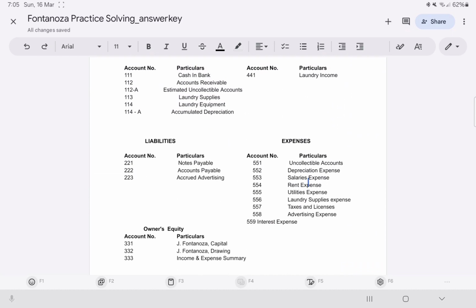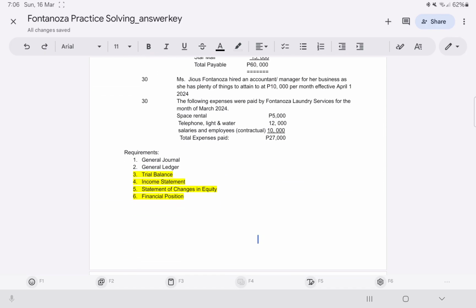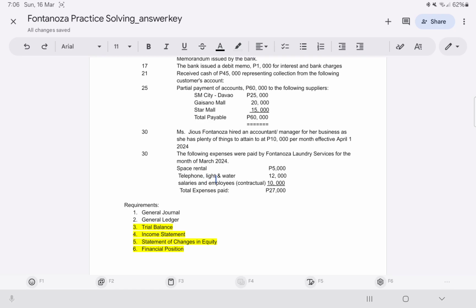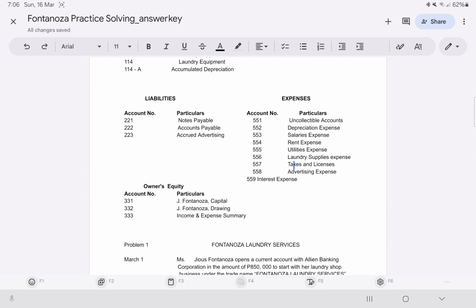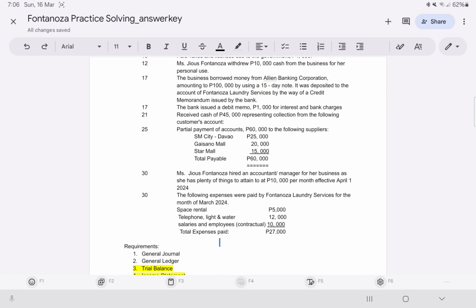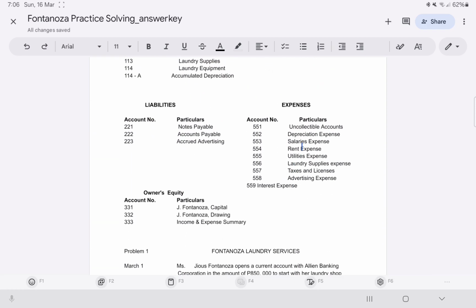Okay, so go back to the chart of accounts since we talk about rental. So rent expense under the expenses, 554. Okay, and we have the telephone and light and water. So that belongs to utilities. No, under utilities we have telephone, light, we have the lubricants, oil, so that's under utilities expense. And we have salaries and employees. So what would be the accounting title used here? Salaries and employees.